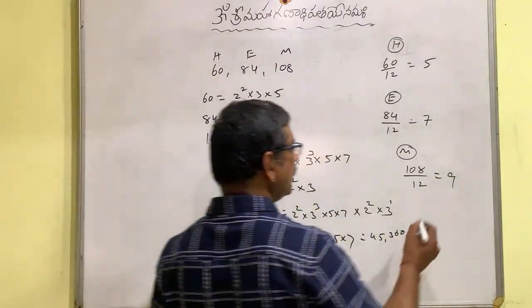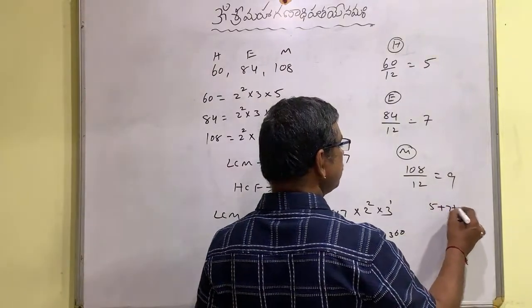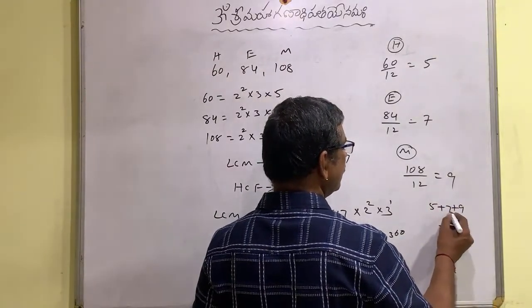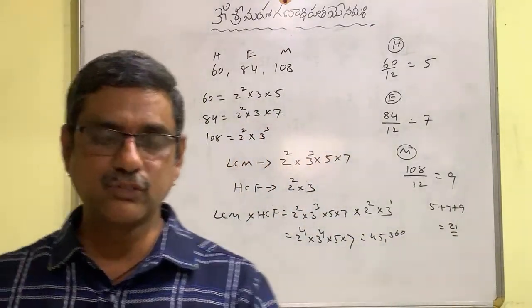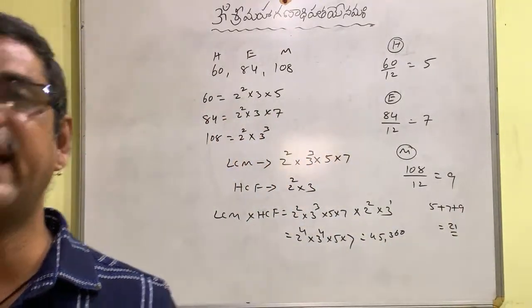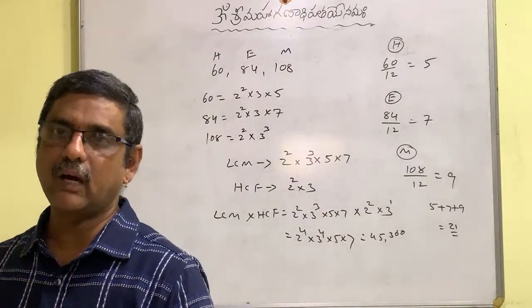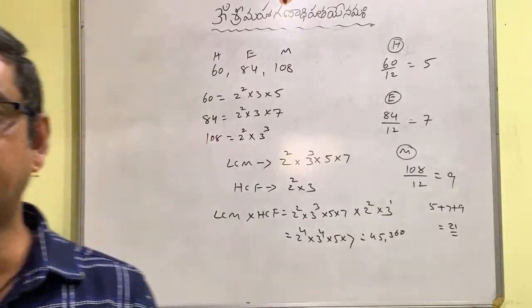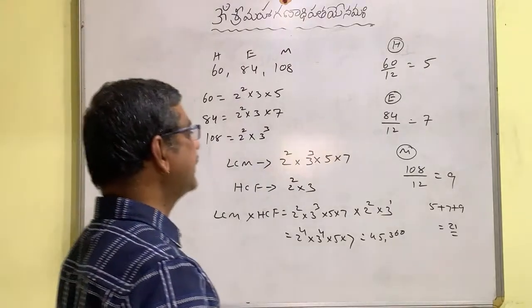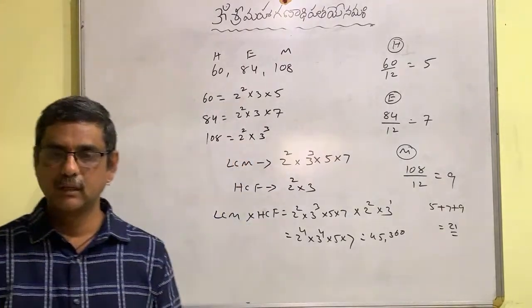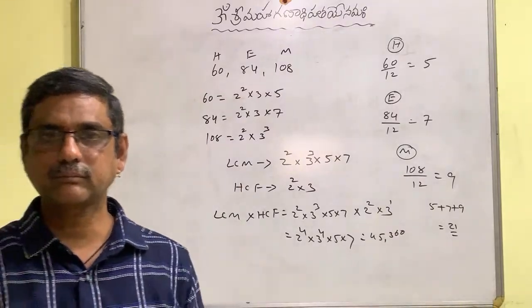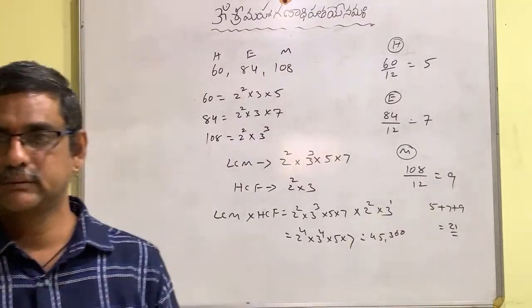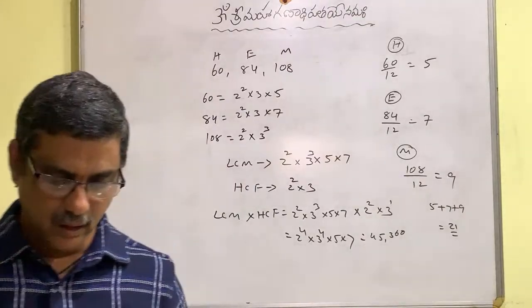So in total 5 plus 7 plus 9, we want 21 rooms to conduct the activity. Is that understood, children? Okay, na? Okay.